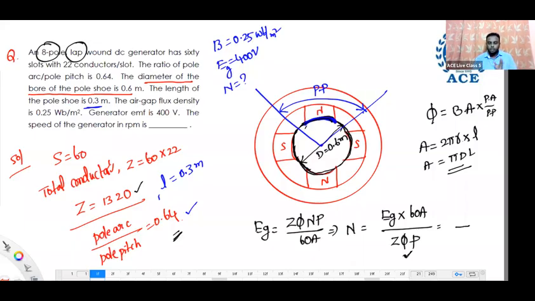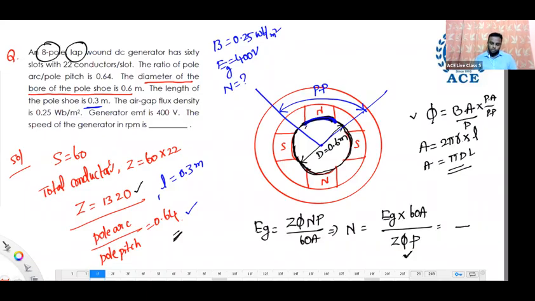Clear? If you find the area, you will get the total area. But the poles are not covering the total area. Poles are covering only up to the pole arc. So the pole arc is how much? 0.64 times the pole pitch. So that we have to multiply. Then you will get flux per pole. Okay, so this is total flux. Per pole means again you have to divide by P.